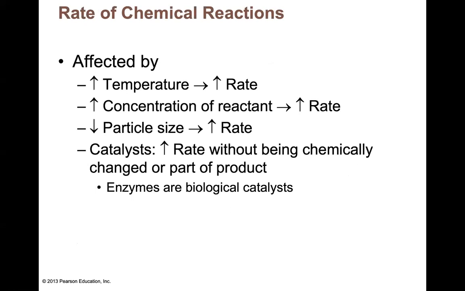The rate of chemical reactions is affected by temperature. If you increase the temperature, typically you'll increase the rate of a chemical reaction. Concentration: if you increase the concentration, you'll increase the rate. Particle size: if you decrease the particle size, this is inversely proportional, where you would actually increase the rate. And then catalysts. Catalysts are going to essentially lower the activation energy of a chemical reaction, and you typically will see an increase in the rate. Enzymes, which is a term that we use in the human body and actually all living cells, are essentially biological catalysts.